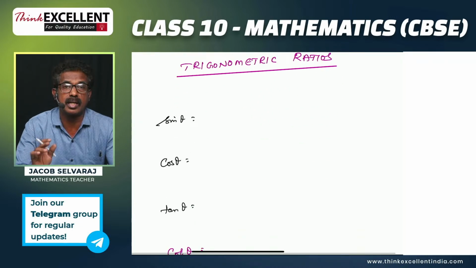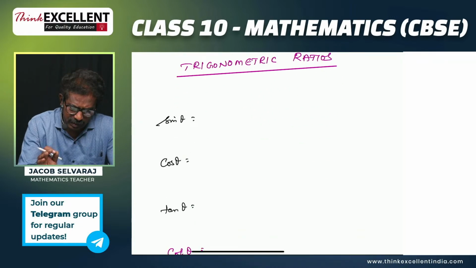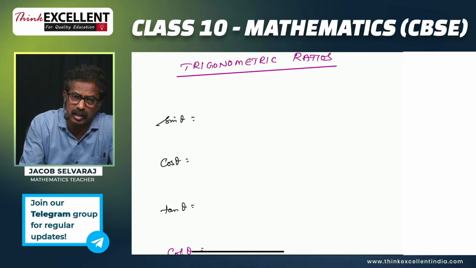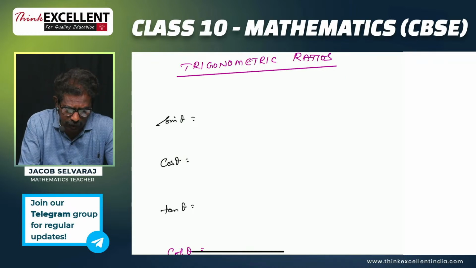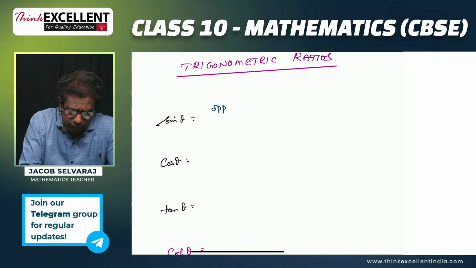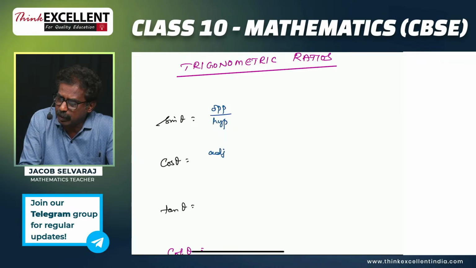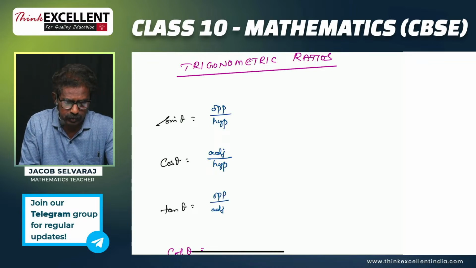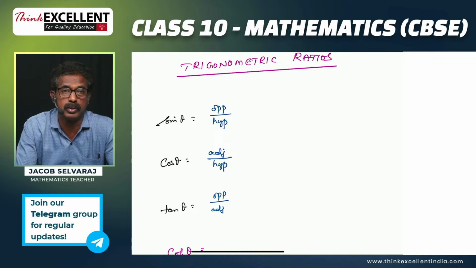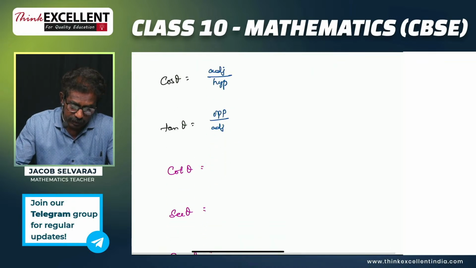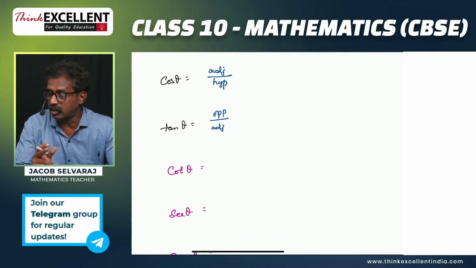Trigonometric ratios, there are 6 ratios. The basic ratios are 3. Sine theta, all of you know that, just to go through quickly. Sine theta is opposite side by hypotenuse. Cos theta is adjacent side by hypotenuse, and tan theta is opposite side by adjacent side. Then the remaining 3 ratios are just reciprocals.